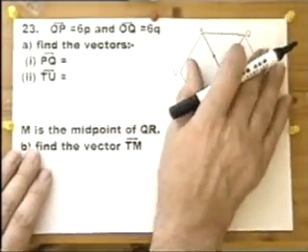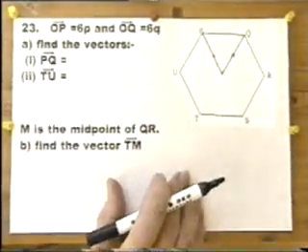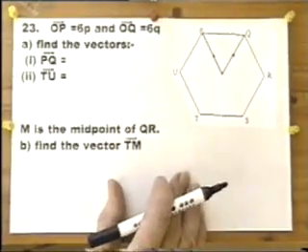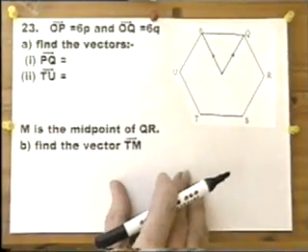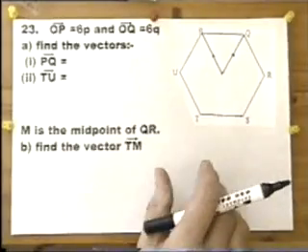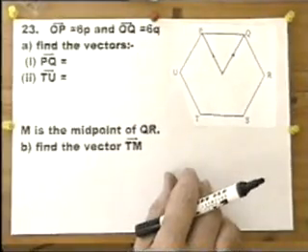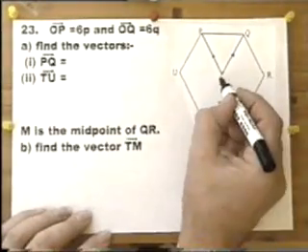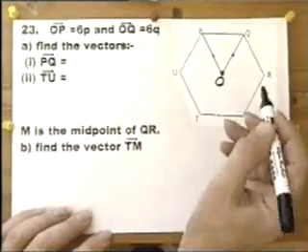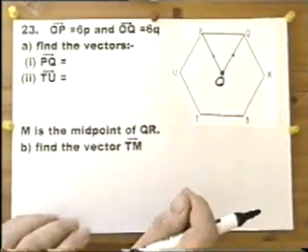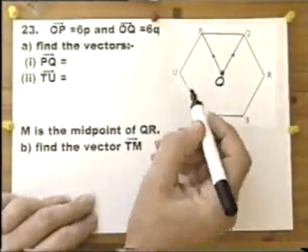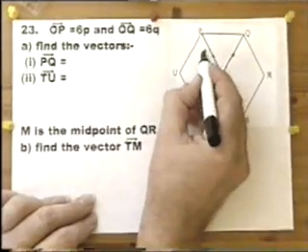Question 23. Below is a regular hexagon. I haven't written that on there, so we need to appreciate that it is a regular hexagon PQRSTU with centre at O. Given that OP is 6p, so the vector O to P is 6p.